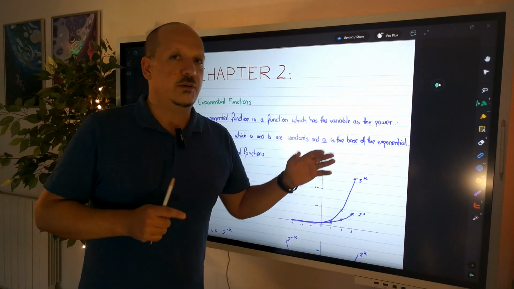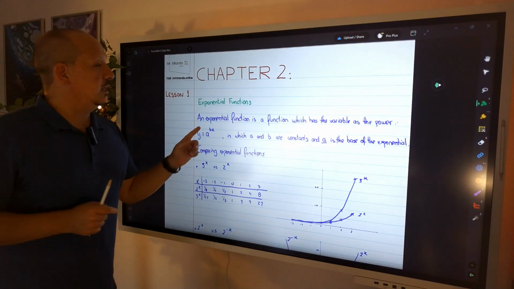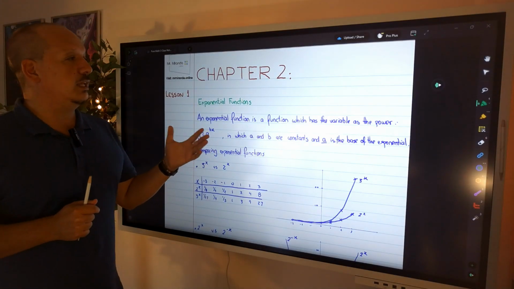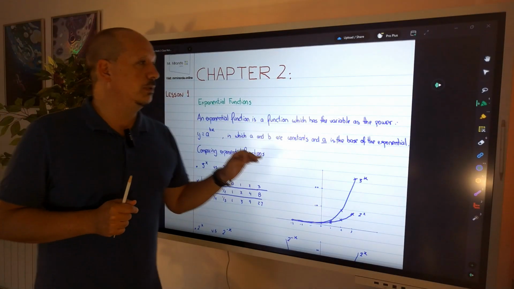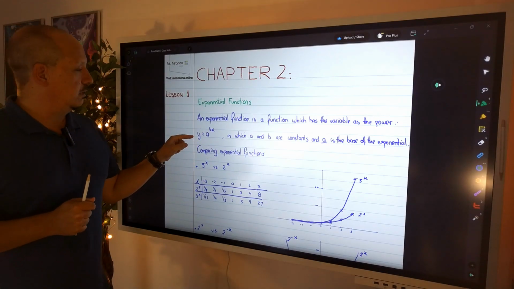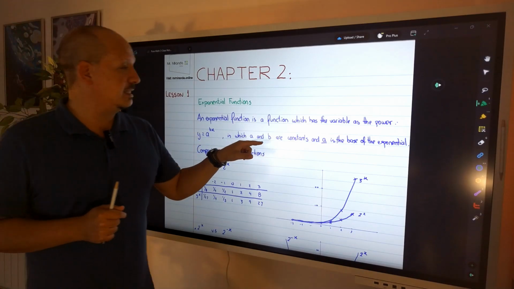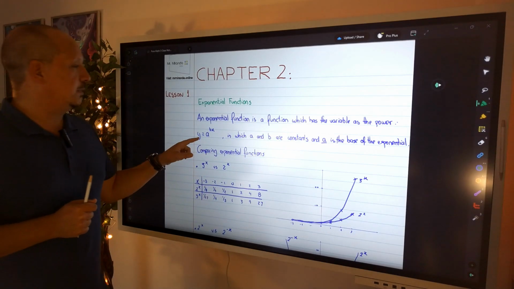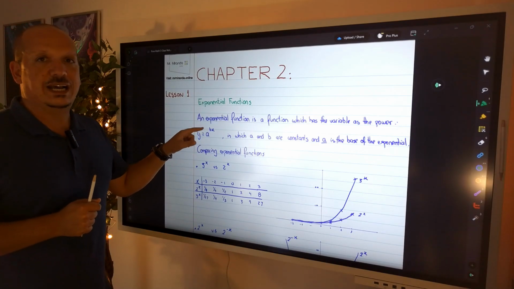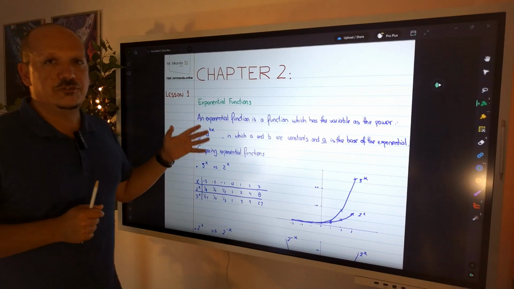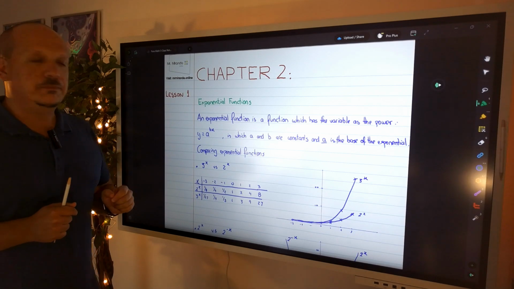All right, everything else is pretty much the same. So the exponential function is a function which has the variable as the power, represented here by y equals a to the power of bx, in which a is the base of the exponential and b is the coefficient of x. Can take any value, both a and b.